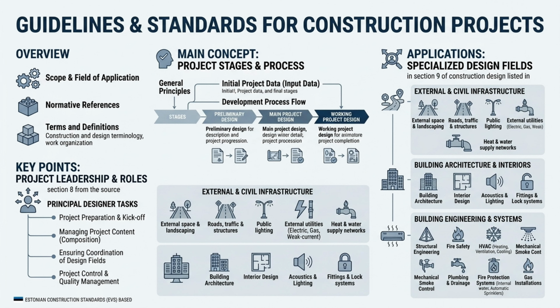Project stages typically progress in three main steps: preliminary design, main project design, and working project design. Preliminary design serves to clarify project requirements and approaches early on. Next, the main project design goes into further detail, defining the technical aspects and refining the design for practical execution. Finally, the working project design prepares all necessary details for actual construction and project completion.